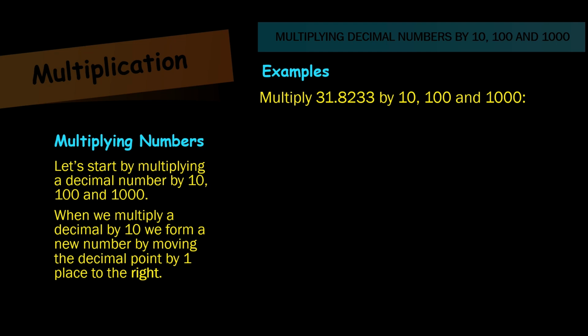Let's multiply 31.8233 first by 10, then by 100, and then by 1000. So if we multiply 31.8233 by 10, we get 318.233, the same digits with the decimal place shifted one place to the right.